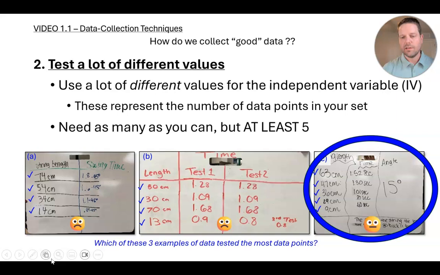We'd like to collect as many points as we have time to collect. So if you get 5 done, don't stop. Just keep going until we don't have any more time left in class to collect data.